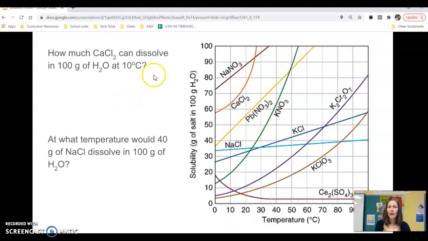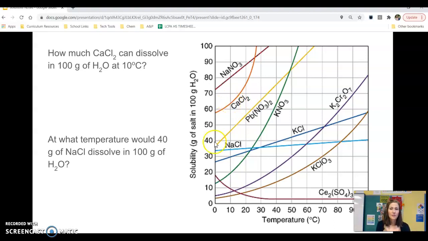So how can we use this graph? We can use this graph or these charts to tell us how much we could add to a solution to have it at its saturation point. So how much CaCl2 can dissolve in 100 grams of water at 10 degrees Celsius? I'm going to look at my 10 degrees Celsius down here, and try to find CaCl2. So I'm going to go up, up, up, up, up. Cool. CaCl2 crosses the 10 degree mark at maybe 64 grams. So 64 grams would be the amount of CaCl2 that could dissolve at 10 degrees Celsius.